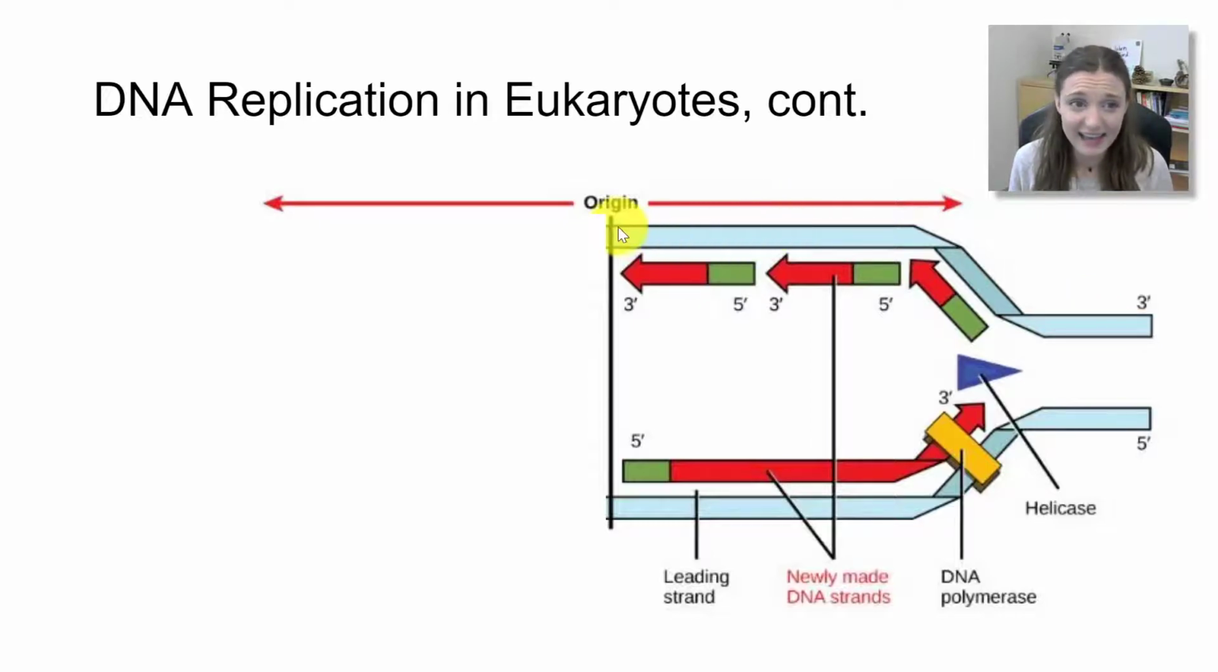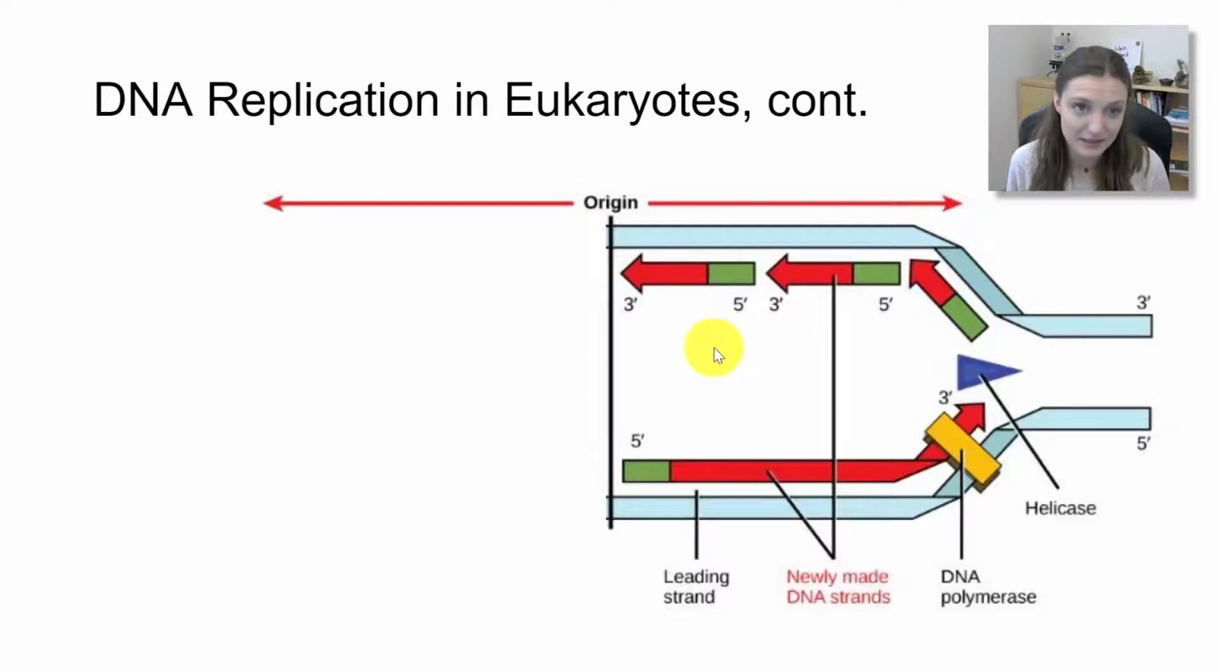So instead, what's going to happen? See all these short pieces right here? On the opposite side, on this side right here, DNA is constructed in short, tiny little pieces. Because DNA polymerase can move in this direction on the strand. It can move from 3' to 5'.